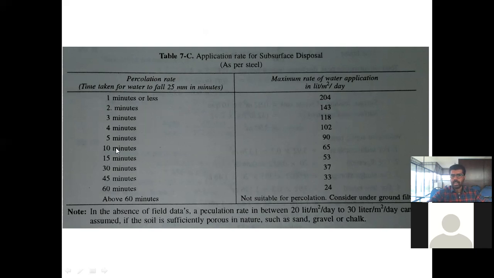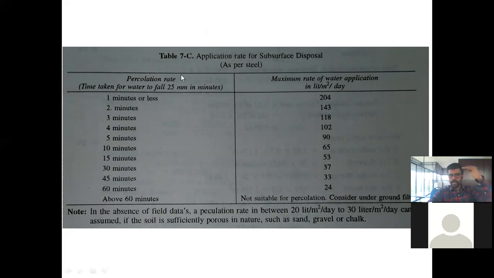Here the time is given. What this time denotes is the time taken for the water to fall 25 mm, in minutes. So if the water level is this much, how much time does it take to come down by 25 mm? Imagine the water level is at 10 centimeters; how much time did it take to reach less than 25 mm? That is the meaning of this.